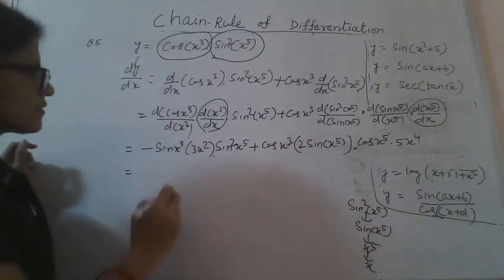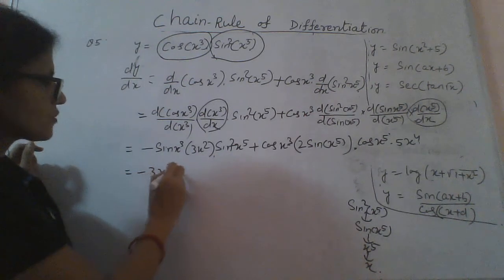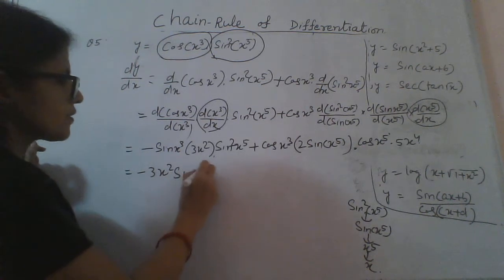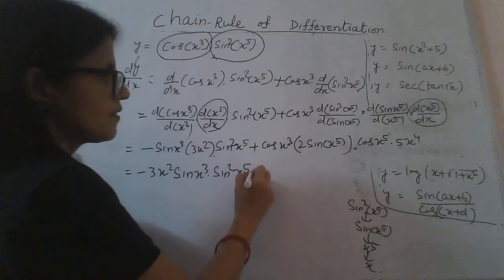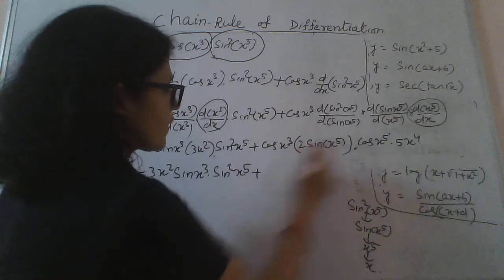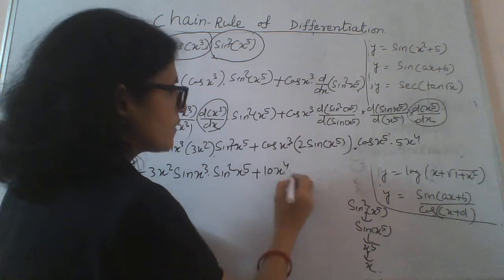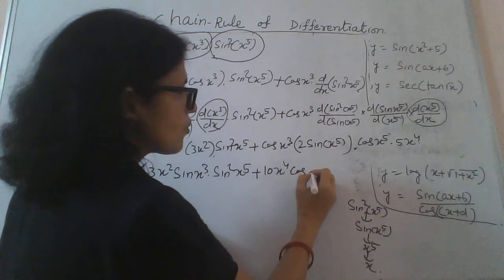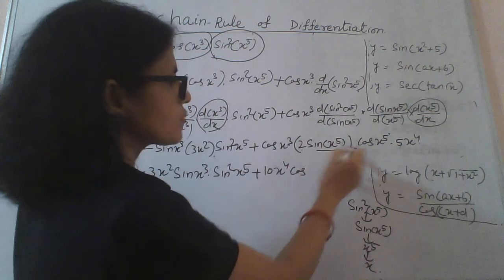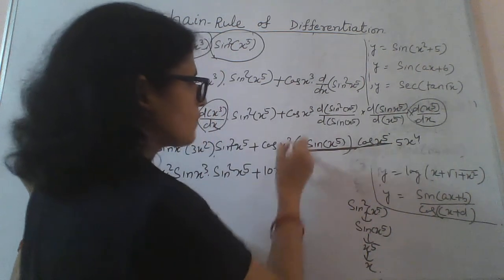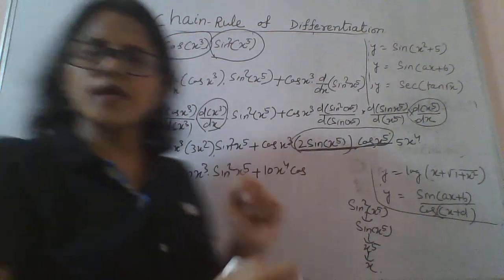So now it's the simplification part. Here you are getting minus 3x square sin x cube sin square x to the power 5 plus 2 into 5, 10 x to the power 4. Then here we can take 2 sin x to the power 5 into cos x to the power 5, and 2 sin a into cos a is your sin 2a.